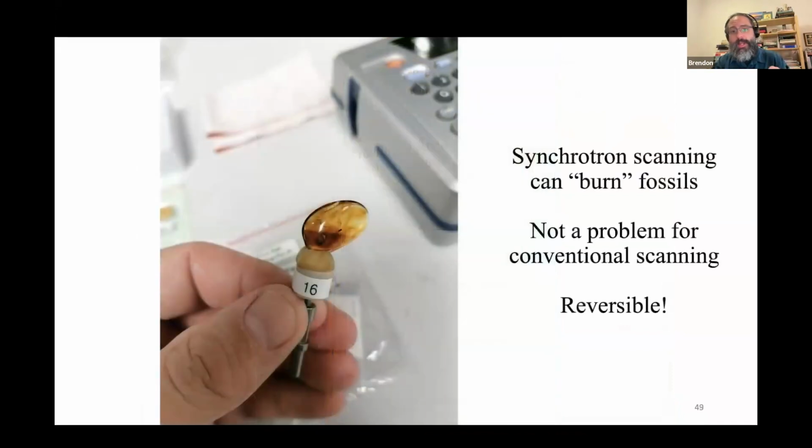You then put it in the X-ray beam, and if you're using a synchrotron, you may or may not get what can be called a burn, but it's not a burn. This appears to be something about electron excitement that actually reverses over time, but no physicist alive on Earth understands what's happening. But this temporary burning can happen, and it's not a problem with conventional scanning.